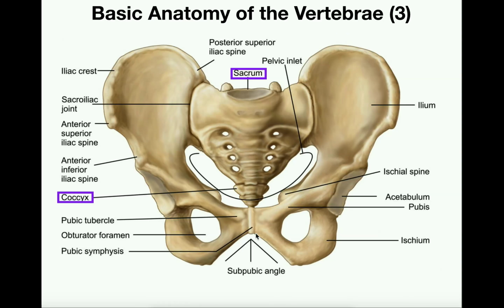Right here, if we look at this angle, this forms what's called the pubic angle or subpubic angle. And this angle actually differs between a male pelvis and a female pelvis. For the female pelvis, it'll be a larger angle, and for males, it's going to be smaller, okay? And that's the main thing I wanted to cover with this, the pubic symphysis, all right?